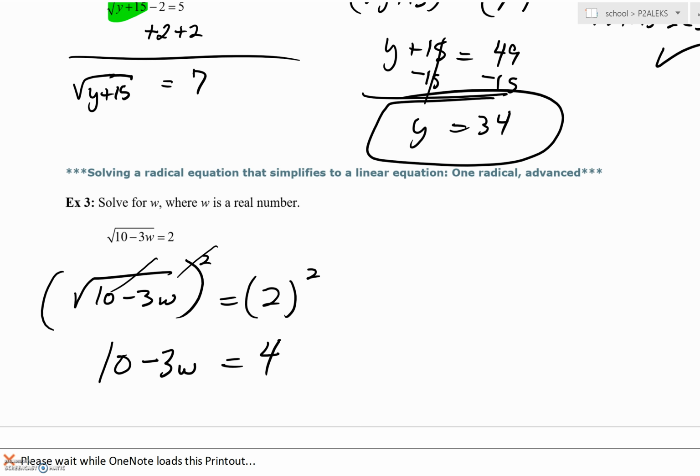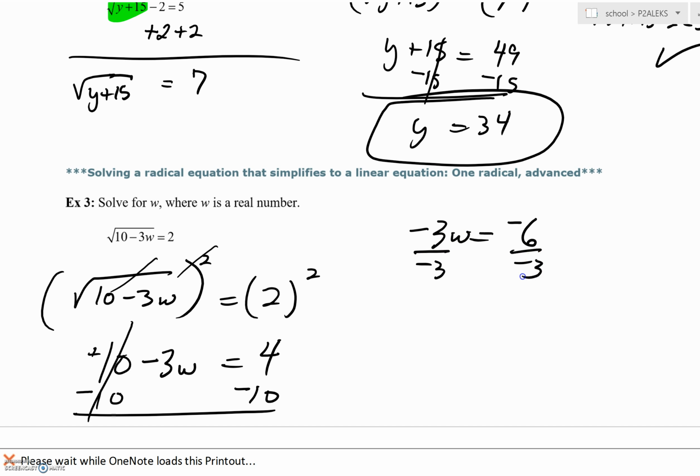And then we should solve. What do we do to solve? What should I do to both sides? Not add 10. It's already a plus 10. Minus a 10, right? And that will cancel out, and then we'll have negative 3w on the left side. 4 minus 10 would get you negative 6. Then I'm going to divide by a negative 3 on both sides.